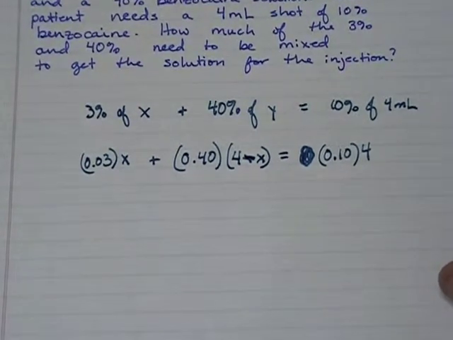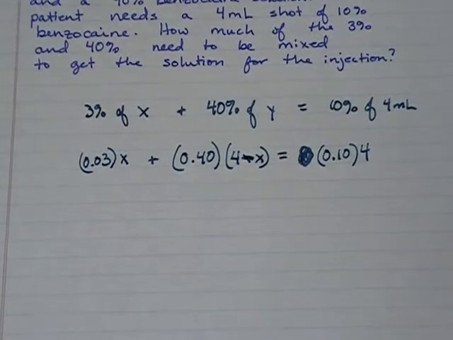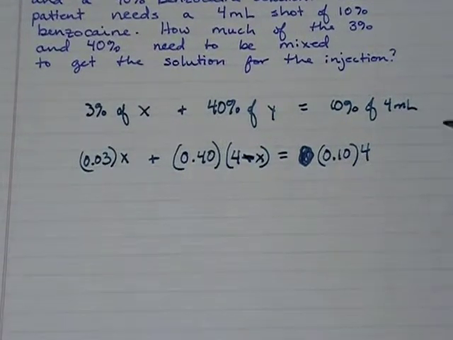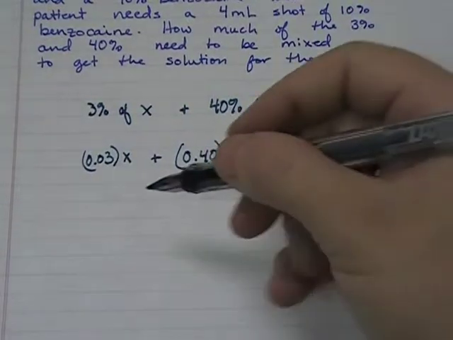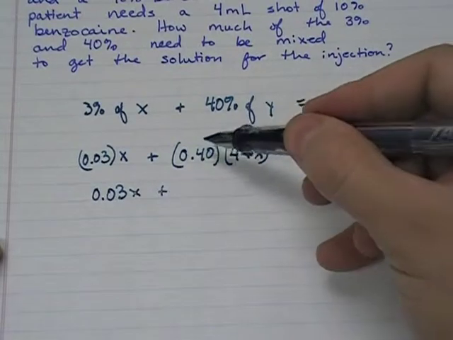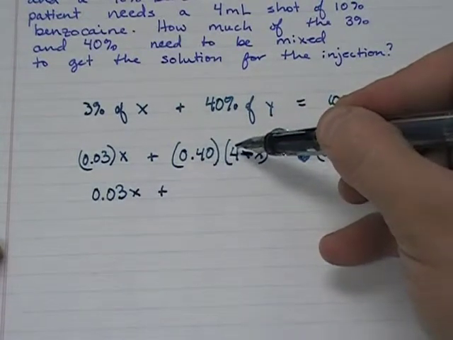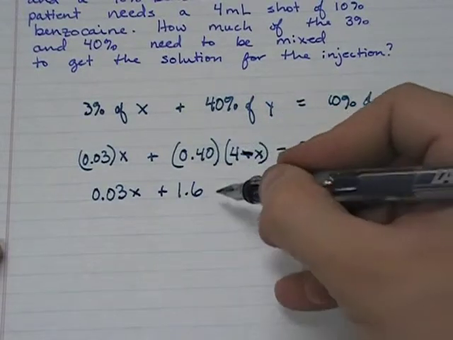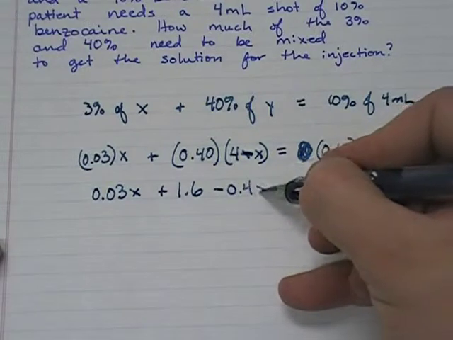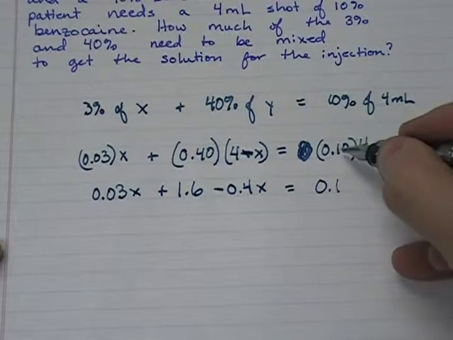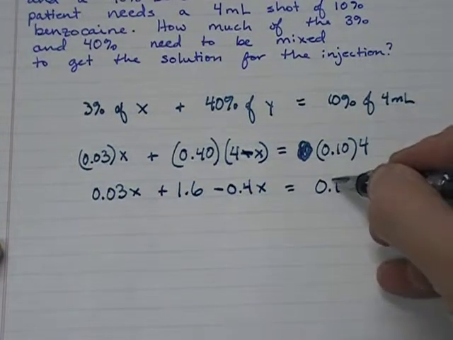Now, once we've got the equation written, this is the hard part, is getting the equation written. Once the equation's written, we simply distribute or multiply, combine like terms, and solve for X. So here I get 0.03X plus 0.4 times 4 is 1.6, and then 0.4 times negative X is minus 0.4X, and that equals 0.1 times 4 is 0.4.